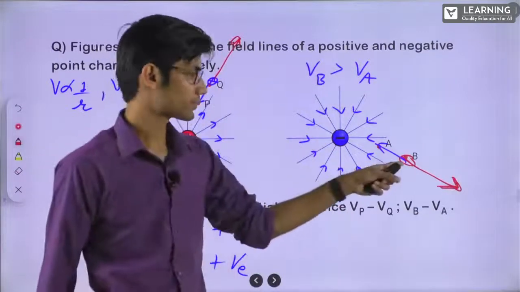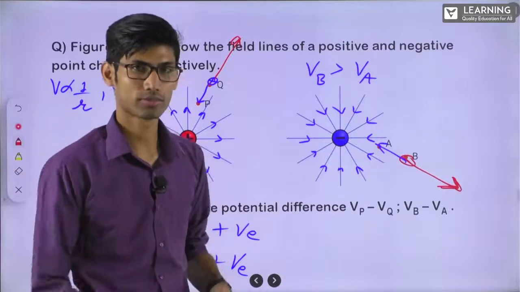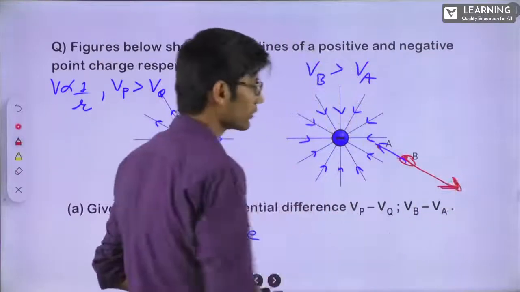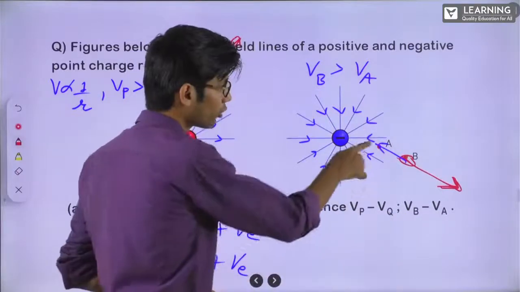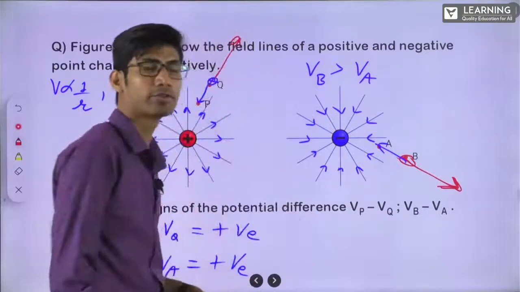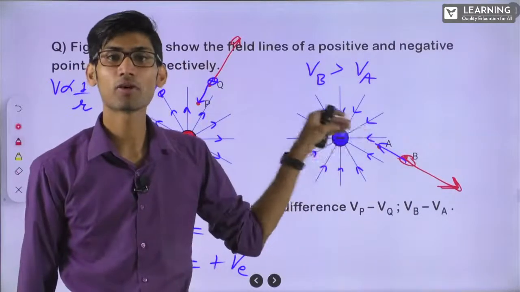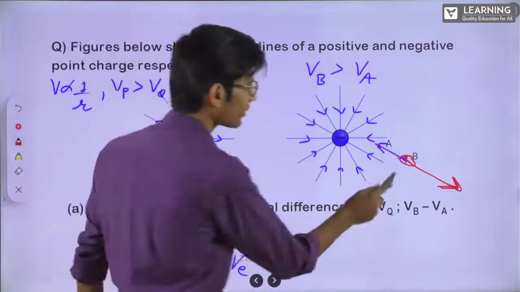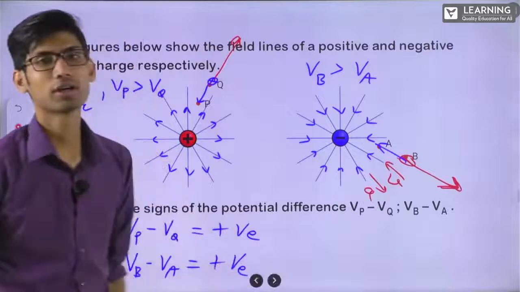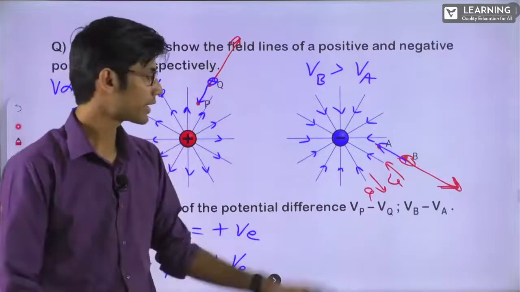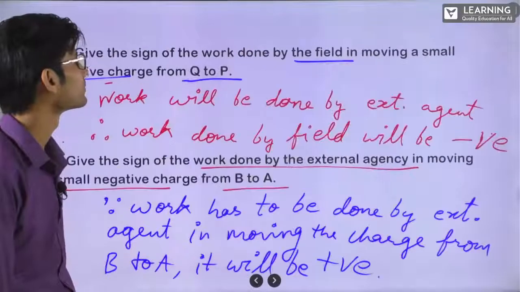Now suppose this negative charge is going from B to A with a very high velocity. Suppose I have sent it from B to A with a high velocity, or some external agent has sent it from B to A with a high velocity. The force is continuously in the opposite direction. It will continuously repel. Force is mass into acceleration. The acceleration is opposite to the velocity. If the velocity is in this direction, the acceleration is in this direction because the force is continuously repelling. Correct? So acceleration is opposite to velocity. What will happen to velocity? Velocity will decrease.